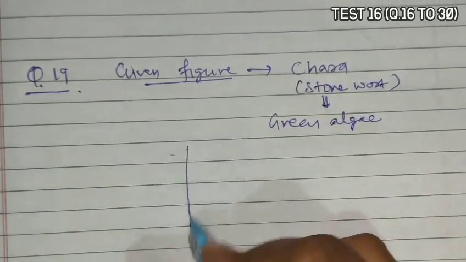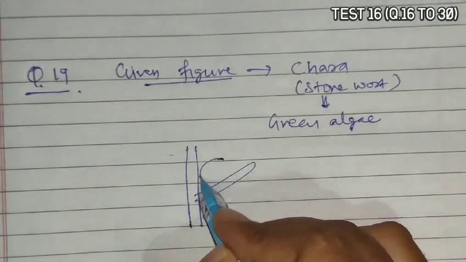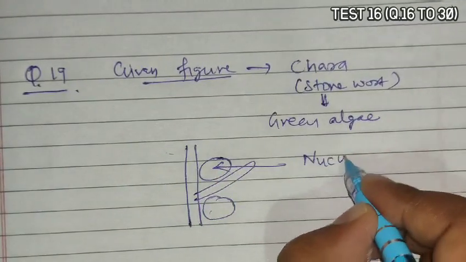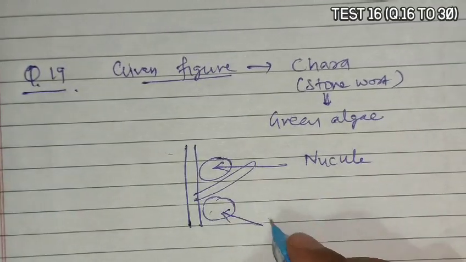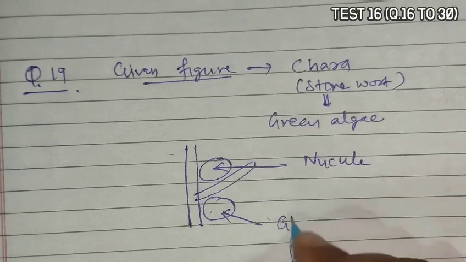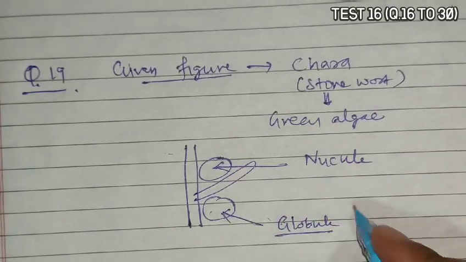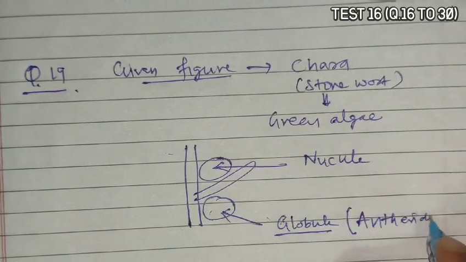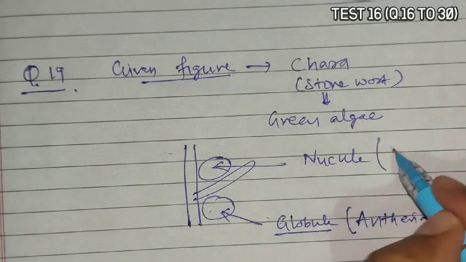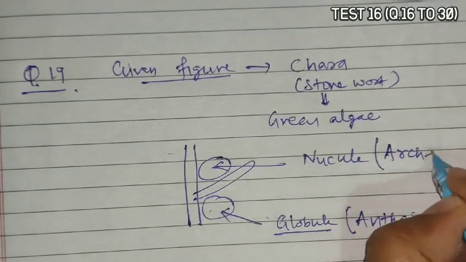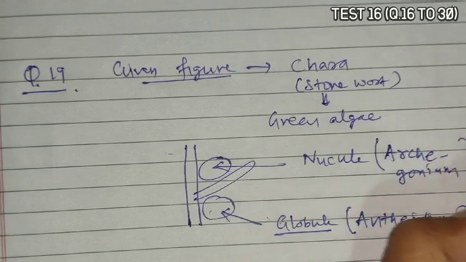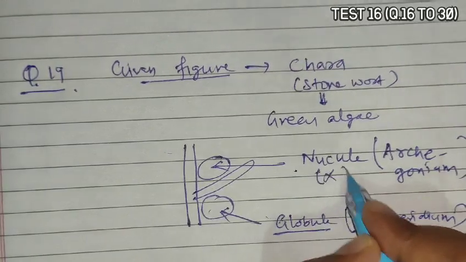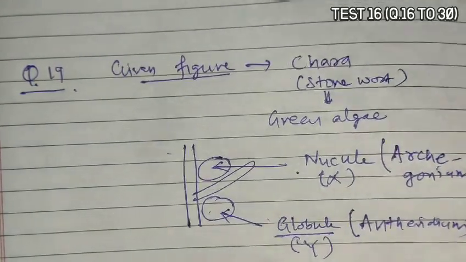Now in this diagram, the upper sex organ is known as nucule. The lower sex organ, on the branch, is known as globule. Now this globule is a male sex organ, so it is also known as antheridium, and this is a female sex organ, so it is also known as archegonium. So according to this, in the diagram they have given this nucule as X and this globule as Y.